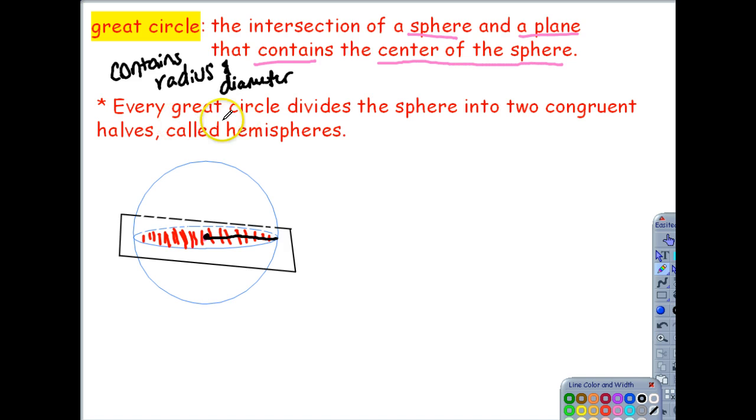Every great circle divides the sphere into two congruent halves, and we call those hemispheres. A lot of times that's a word you hear in social studies classes when you're talking about parts of the world. We talk about a northern hemisphere and a southern hemisphere, etc. So these are all parts of what the great circle helps do too.